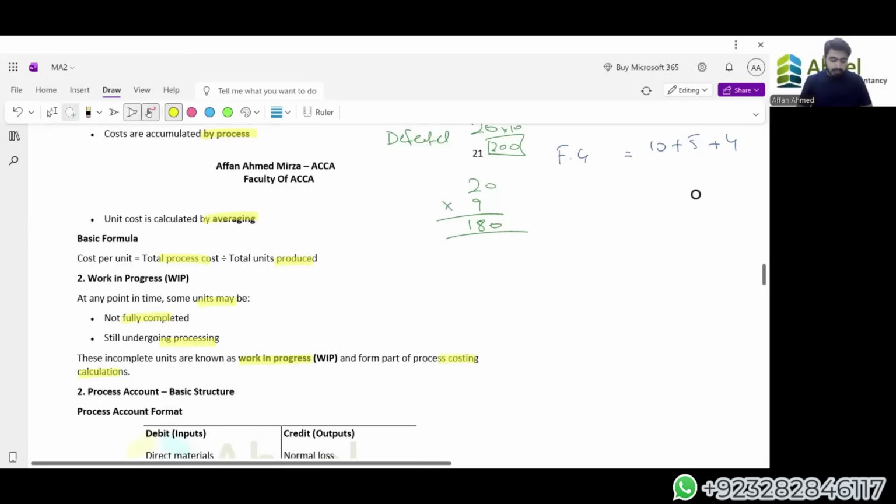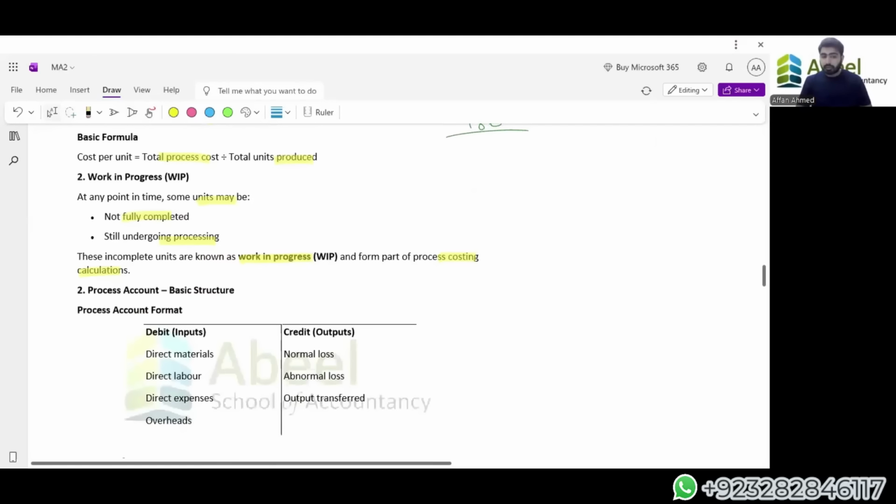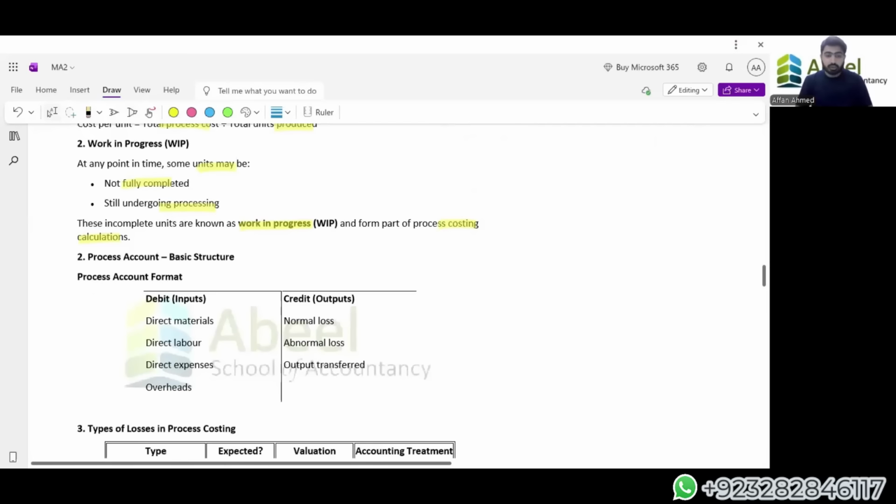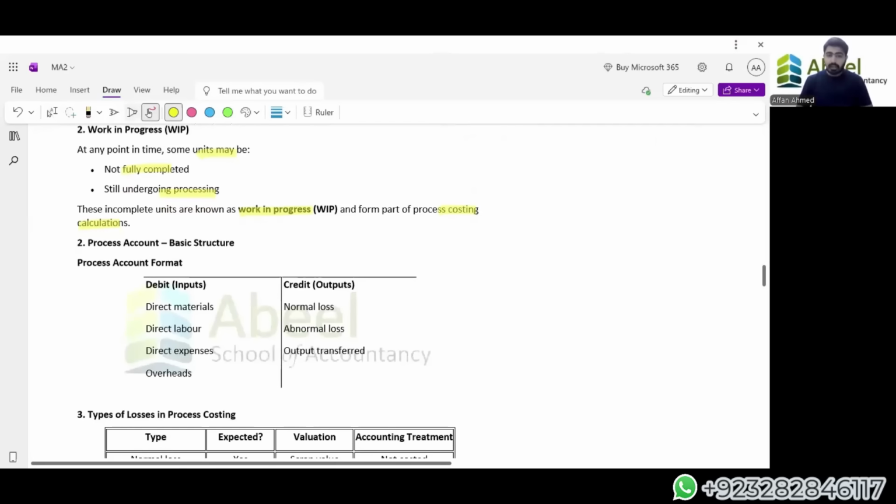Okay. Now let's see the T account. The T account is extremely easy here. How is it easy? I'll just give you a hint. Look, first of all, the process account has a debit and credit side. Consider it as an asset account. Whenever any cost or any goods are coming in, anything that is added to the particular process, let's say labor, expenses, any kind of cost that is incurred on the product, is posted on the debit side.